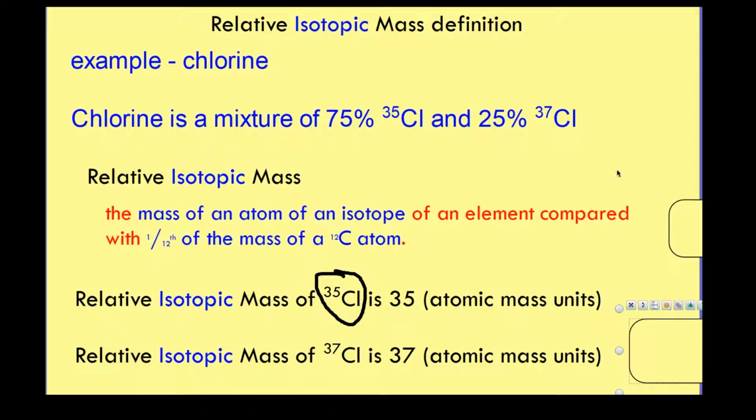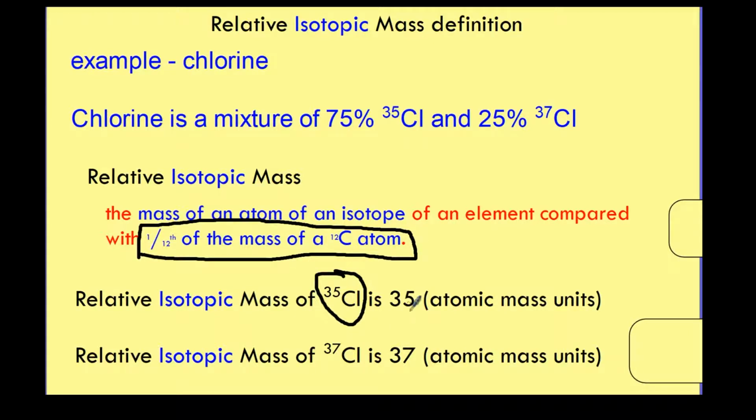Why is it this long-winded definition, which includes 1/12 of the mass of a carbon-12 atom? Well, it's a relative scale, so it doesn't have units unless you're going to use atomic mass units. And we need the scale. We need to know what's 1 on the scale.